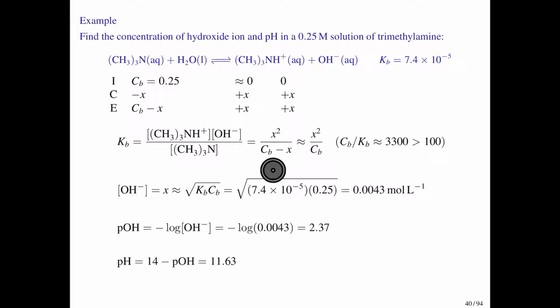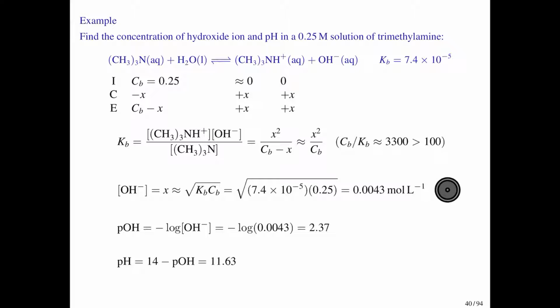Again, we can check to see if we can use an approximation to simplify the Kb expression. We take the initial concentration of the base, divide it by Kb. We find that it has a value of around 3,300, which is greater than 100. So we can neglect minus x relative to Cb. That gives us this. We can then solve this for x. We see that x is equal to the hydroxide concentration. So substituting in the values of Kb and Cb, we get the value of the hydroxide ion concentration.